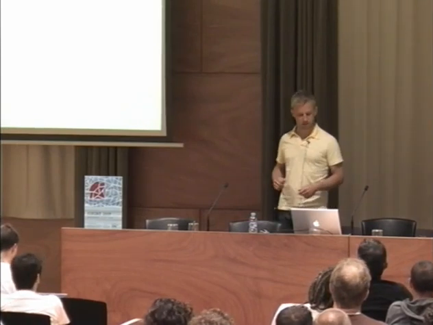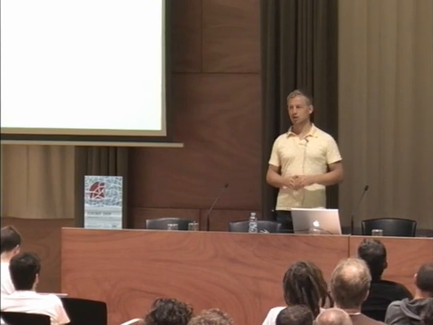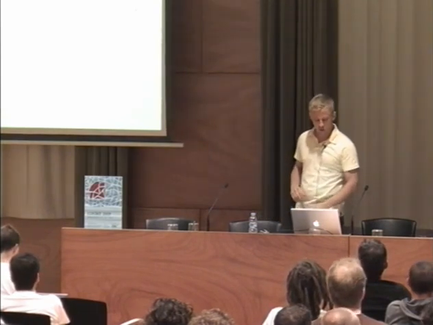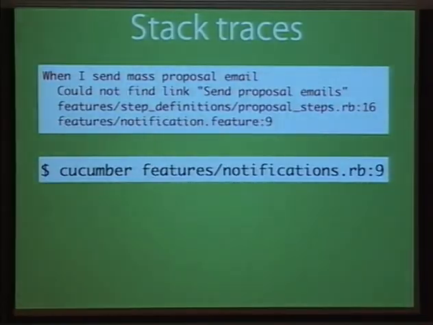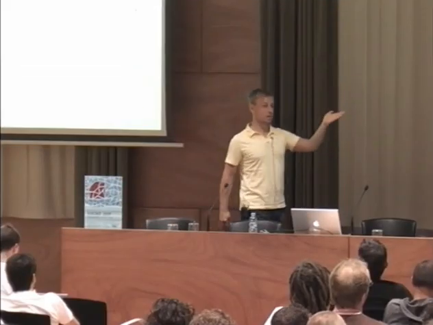I'm on track. So you can always see what line number a certain step, plain text step, matches in the step definitions. And here is something probably even more important. When something fails, you actually get, do you see the bottom line there? At the bottom of the stack trace, you actually get the file and the line number in the feature file where it failed.